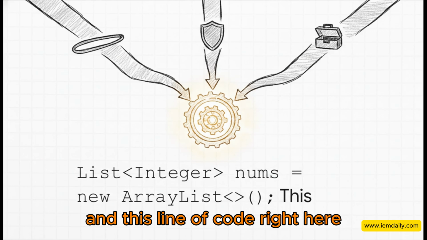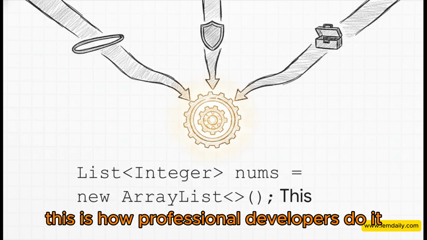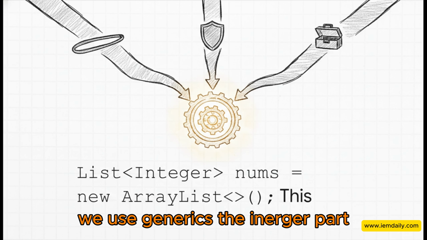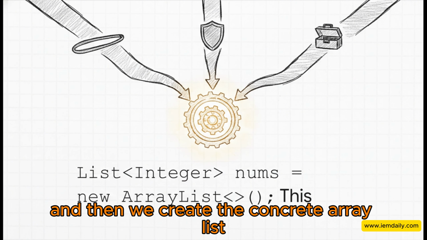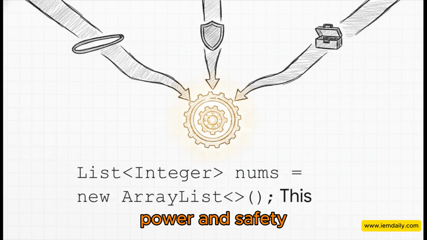And this line of code right here, this is it. This is the gold standard. This is how professional developers do it. We declare the variable using the List interface to get all those powerful methods. We use generics, the Integer part, for that critical type safety, and then we create the concrete ArrayList. This combo gives us maximum flexibility, power, and safety.